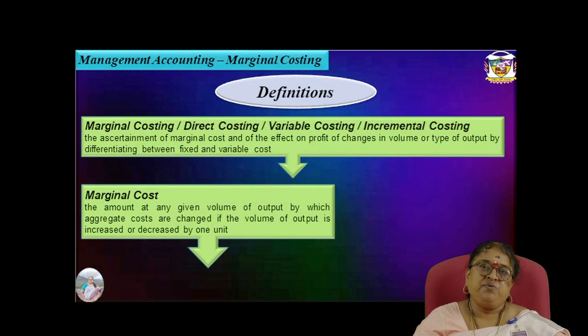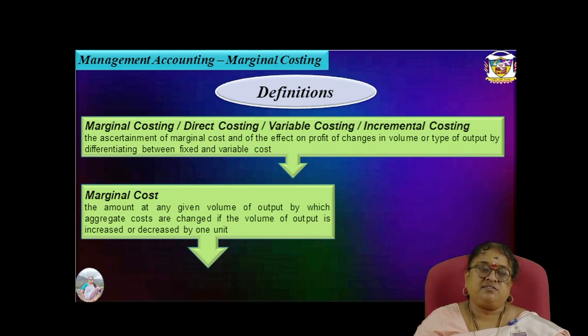In this video, we are going to discuss marginal costing. What do you mean by marginal costing? Marginal costing is the ascertainment of marginal cost and the effect on profit of changes in volume or type of output by differentiating the cost into fixed and variable. The other names for marginal costing are direct costing, variable costing, and incremental costing.